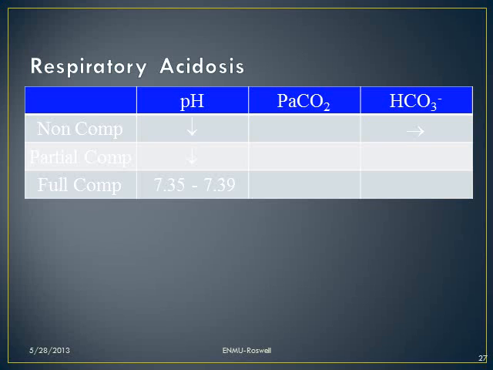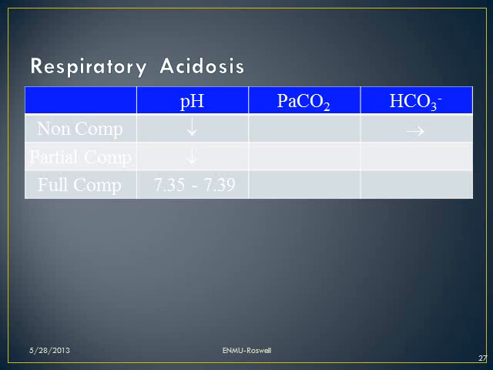Okay? If it's partially compensated, our pH will be low, our CO2 level will be high, and our bicarb level will be what? Will it be decreased or increased? It should be increased, right? Because it's trying to compensate for that.